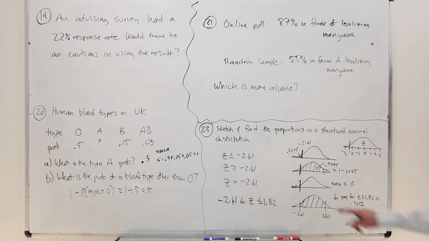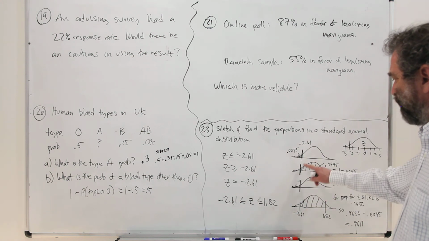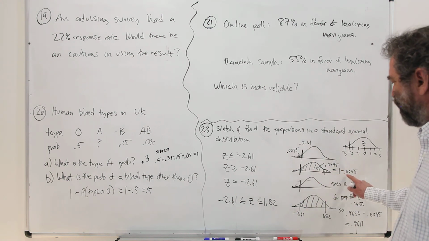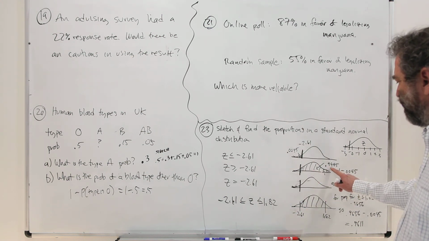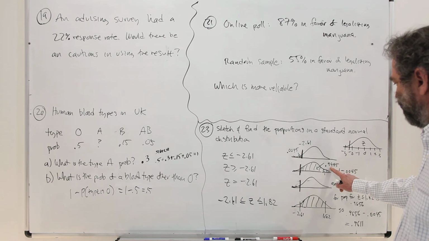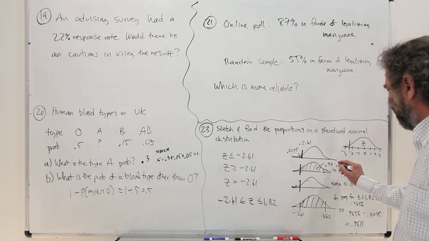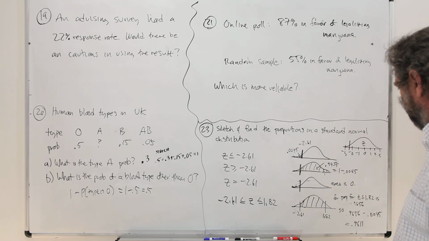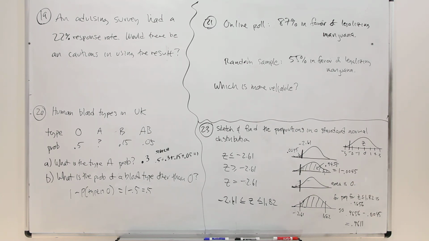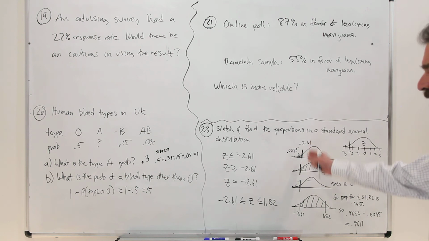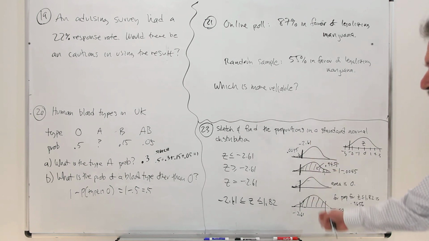If you want greater than minus 2.61, then since the total is 1, you can subtract the 0.0045 from 1 to get 0.9955. And then if we want equal to, the proportion that resides right on this vertical line, in theory a line has no width, so there's no area associated with that line.